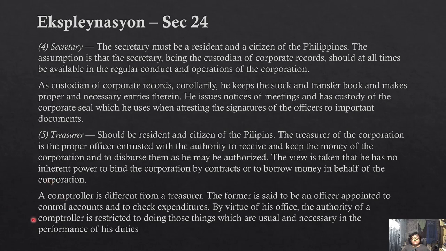Now there is also the one called the controller. You have probably encountered this in your management accounting, the difference between the treasurer and the controller. So the controller is different from a treasurer. The controller is said to be an officer appointed to control the accounts and check expenditures. By virtue of his office, the authority of the controller is restricted to doing things which are usually necessary in the performance of his duties. So the law does not really define what a controller is.